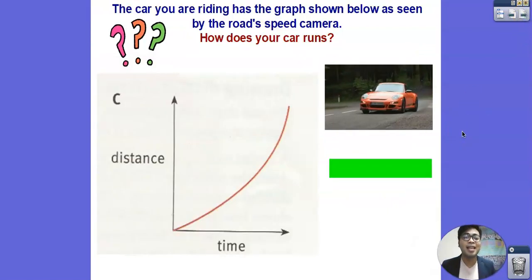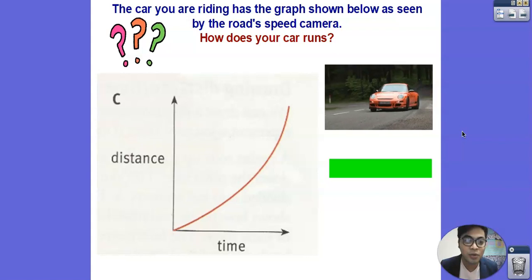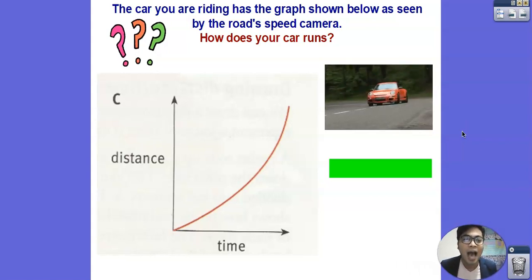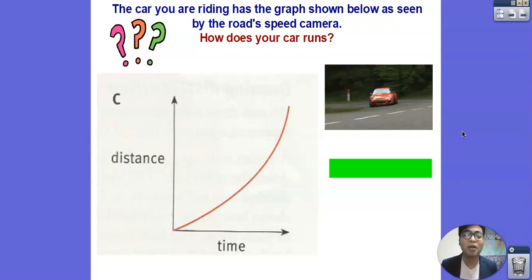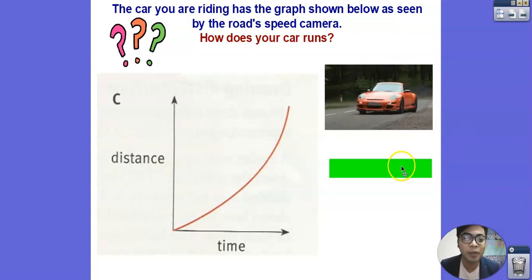So let's say that you are in a car and you are riding it, and you have noticed that the graph is shown in the road speed camera. So how does your car run? What is in your mind?